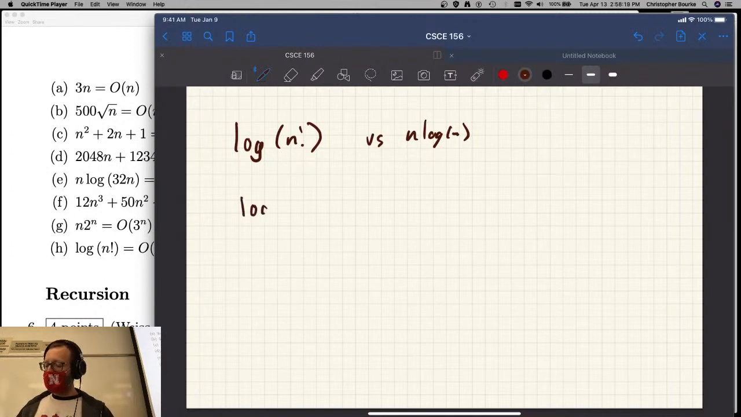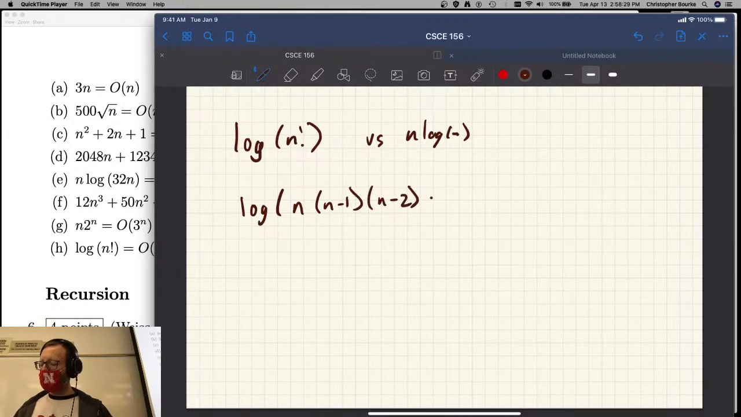Good. We could separate this out into what? Well, first of all, let me write down what n factorial actually is. n times (n minus 1) times (n minus 2) times ... 3 times 2 times 1. Right? This thing is equal to this thing. Okay?